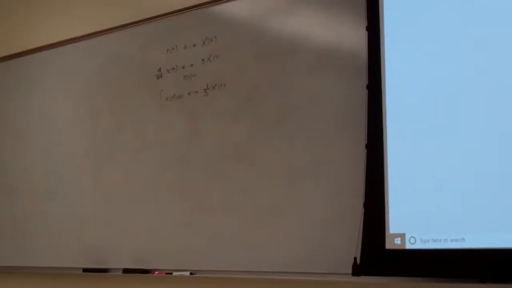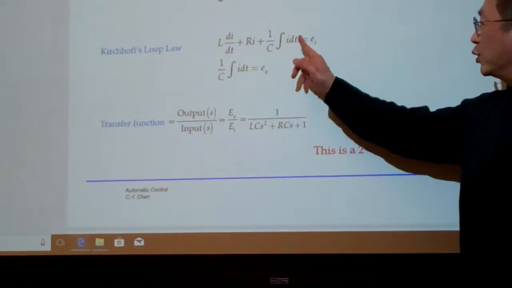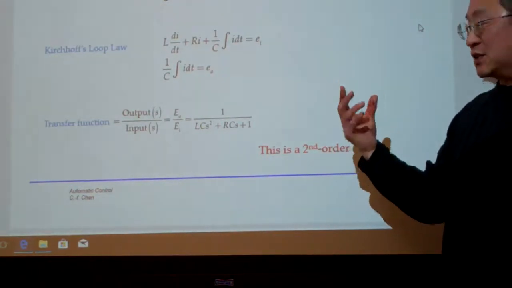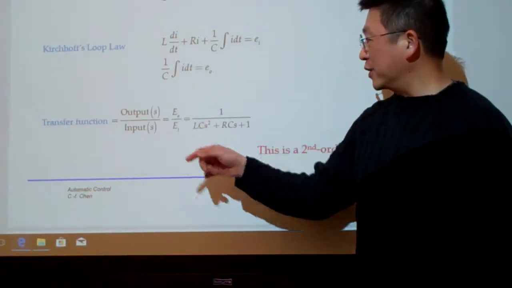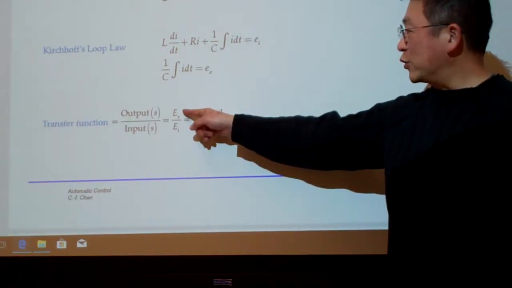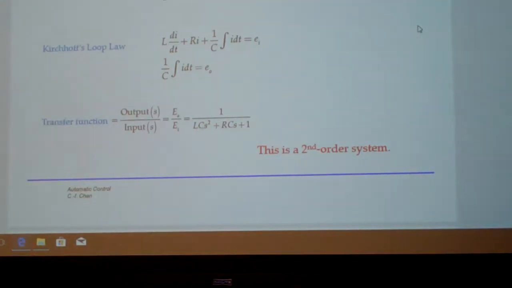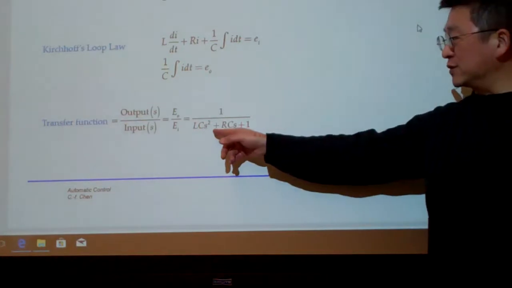So applying the Laplace transform to the two equations, one is input, one is output, and the other elements are the system. We can express the ratio between output and input, and this ratio, per definition, is called the transfer function. This is a typical second-order system.